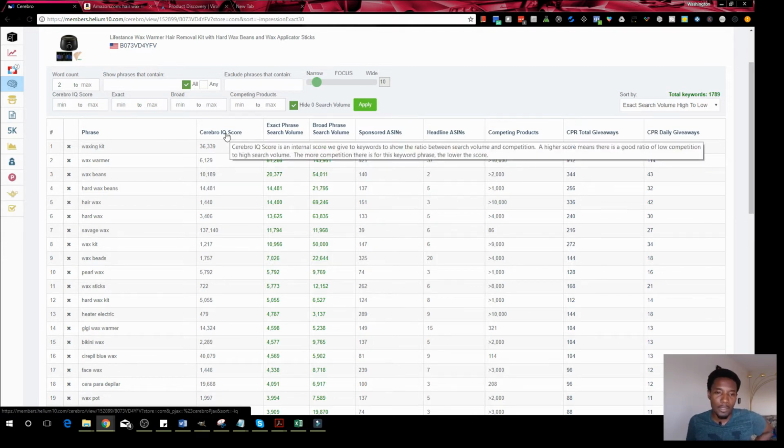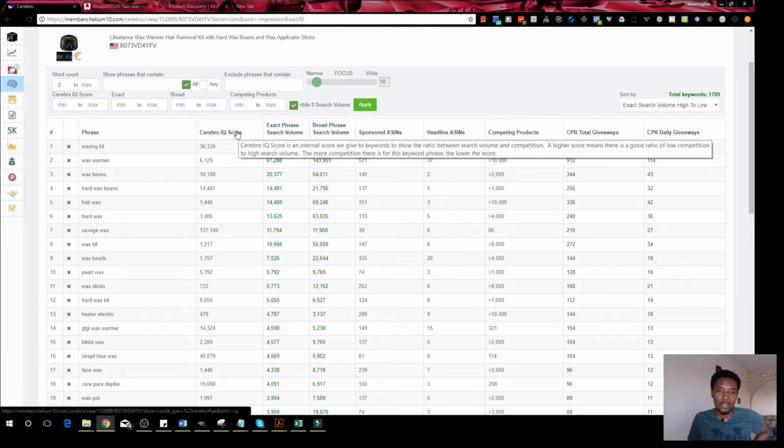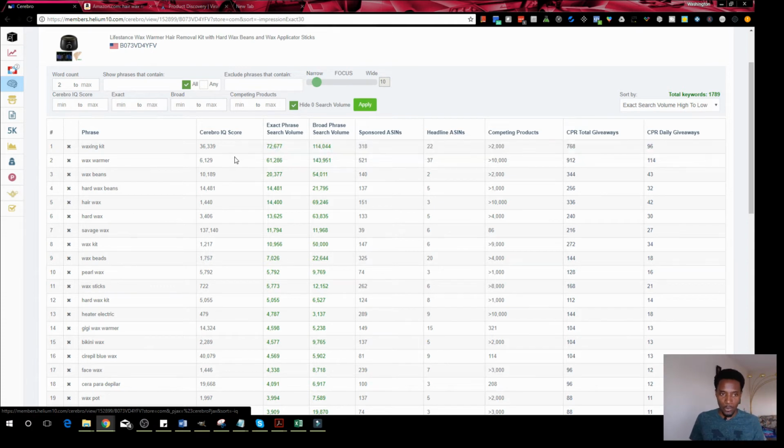Well, let's see what it says. That was just off the top of my head from my experience. So Cerebro IQ score is an internal score we give to keywords to show the ratio between search volume and competition. So I was quite spot on with my understanding of this, right? Search volume and competition, right? A higher score means there is a good ratio of low competition to high search volume. And the more competition there is for this keyword phrase, the lower the score.